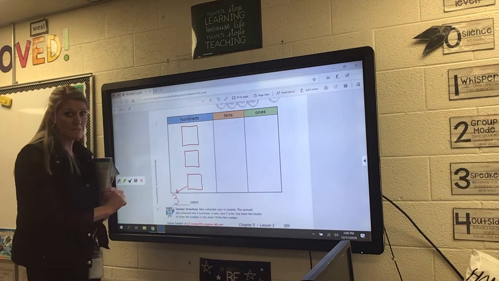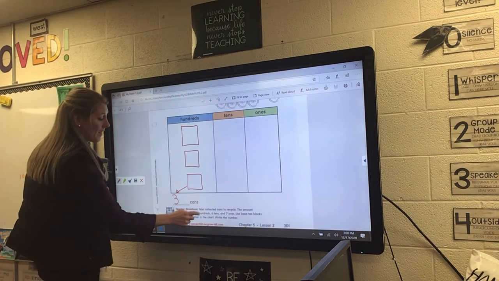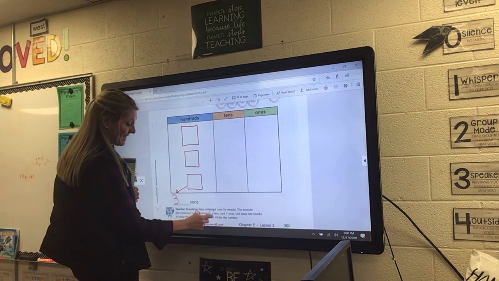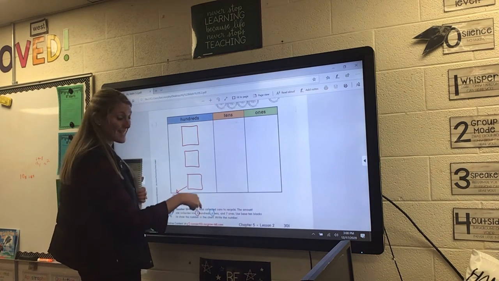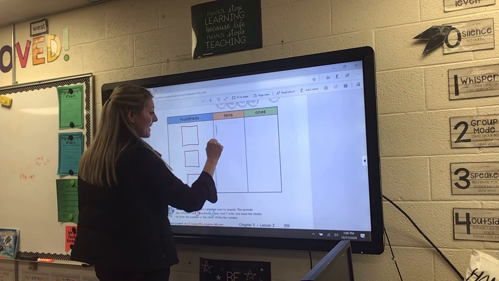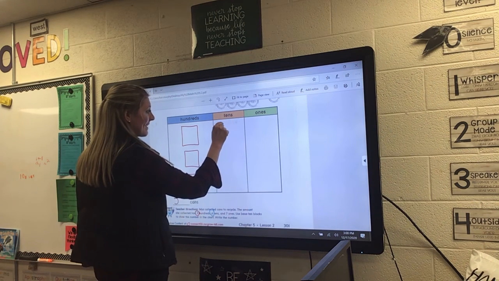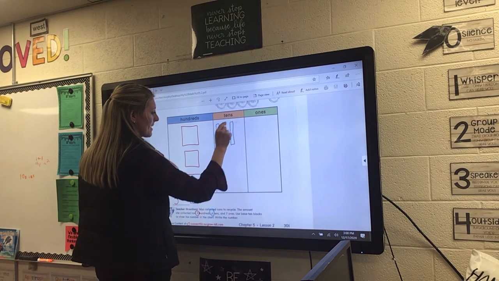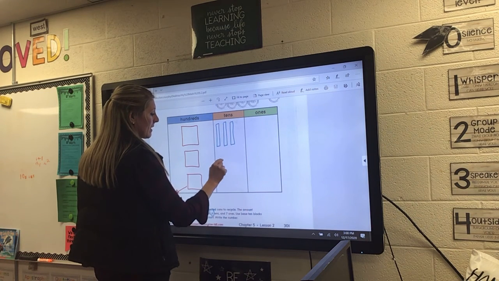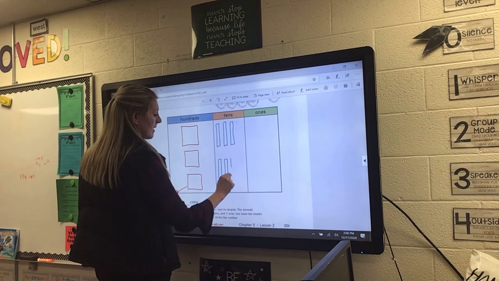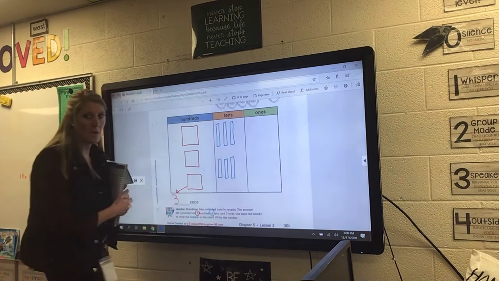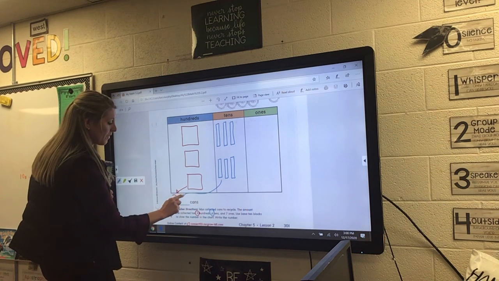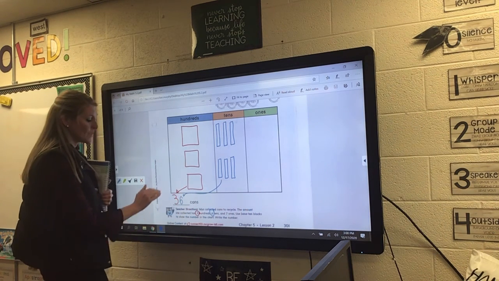So the 300 is first. Then it says I have 6 tens. So my tens are the sticks. I'm going to draw 6 sticks. And again, we do not need to draw and show that there's 10 little cubes on this stick. Okay, so now the next number I'm going to put after the 3 is the 6.